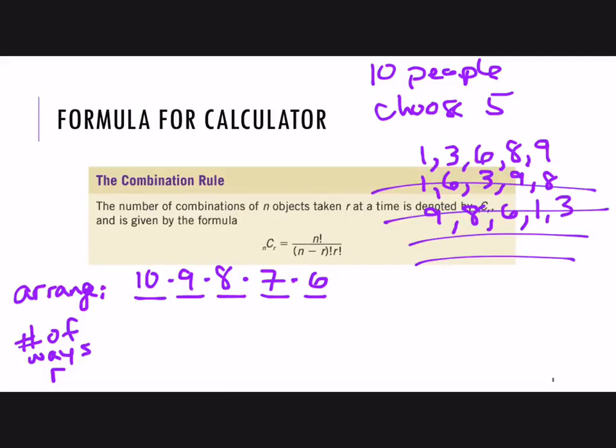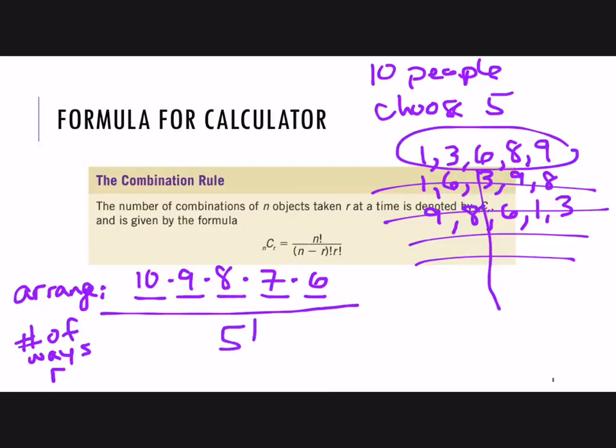Well, we need to know how many repeats there are, or in other words, for any group of 5, how many ways are there to arrange those 5 choices. And again, the answer is another factorial. It's 5 factorial, or 5 times 4 times 3 times 2 times 1. Okay, so if we do the math on this, there would be 30,240 permutations, but then dividing, there are only 252 combinations.